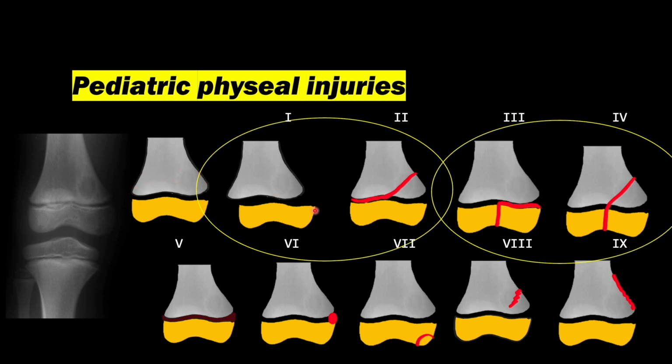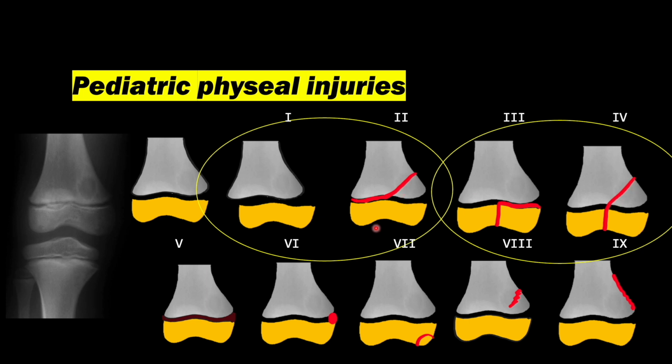The type 1 physeal injury is the physeal separation, in which the fracture occurs directly through the physis and the epiphysis separates from the metaphysis. In type 2 injury, the epiphysis separates along with a chunk of metaphysis. For your better understanding, just remember that in type 1 and type 2, the whole of the epiphysis is part of the fracture, while in type 3 and type 4, only some part of the epiphysis is a component of the fracture. In type 3, there is an epiphyseal fracture, but only some part of the epiphysis is fractured and there is no metaphyseal chunk, just like in type 1. While in type 4, there is some part of the epiphysis along with the metaphyseal chunk, just like in type 2.